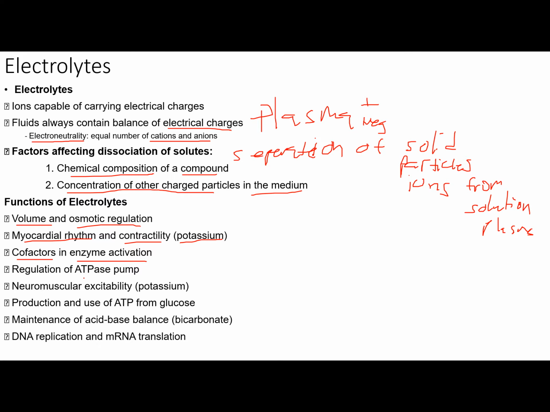Now, regulation of ATPase pump. Your ATPase pump, class, is responsible for cellular energy ng mga cells. Then we also have your neuromuscular excitability. This is also related to potassium. Production and use of ATP from glucose. Maintenance of acid-base balance, specifically the electrolyte bicarbonate. And also responsible for DNA replication and messenger RNA translation.